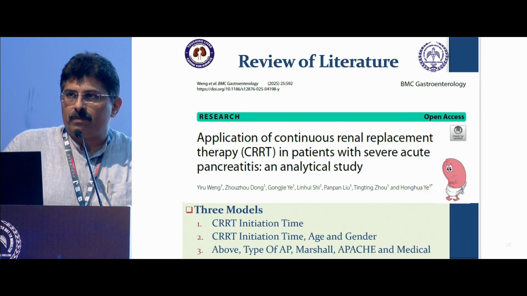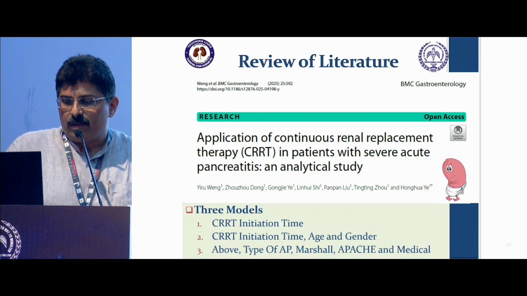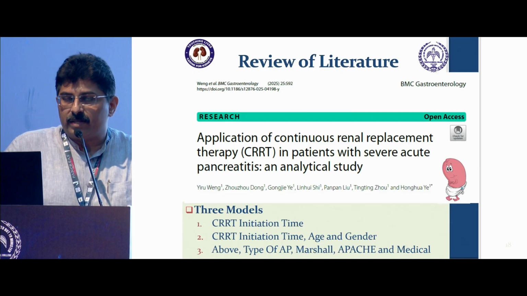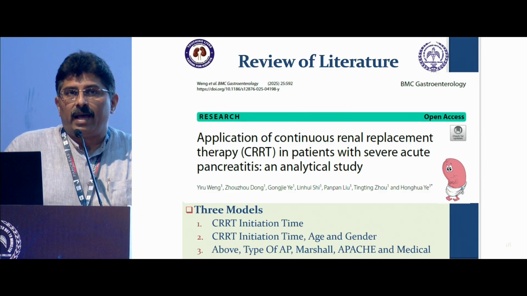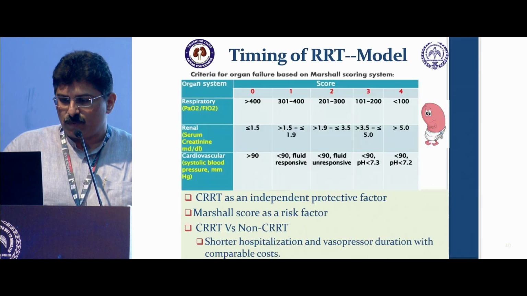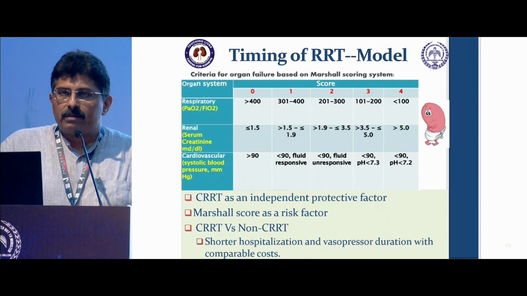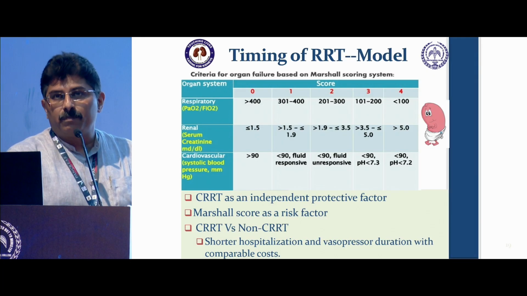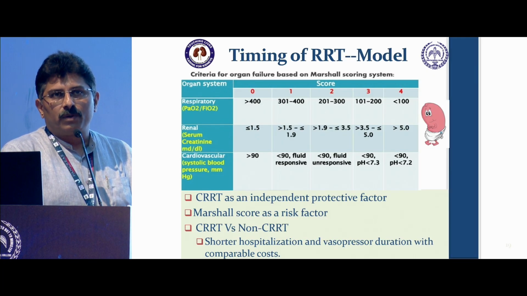They looked at the time, age, and the gender. And the third model included the above 2 factors with the type of acute pancreatitis, the Marshall score, the Apache, and other medical comorbidities like diabetes, obesity, liver disease as well. And what did they find out? They found out that the CRRT itself is an independent protective factor. It gives you a better outcomes.